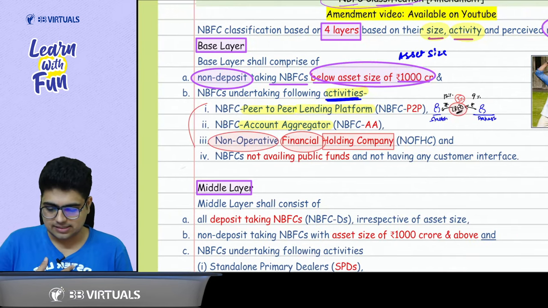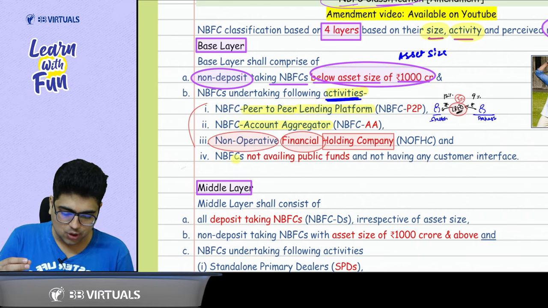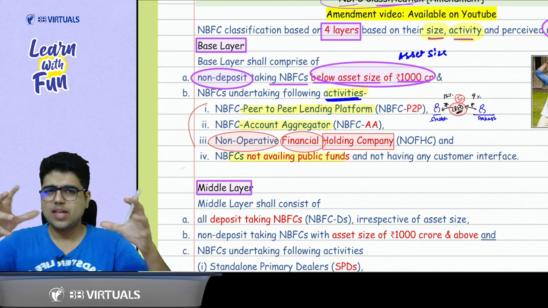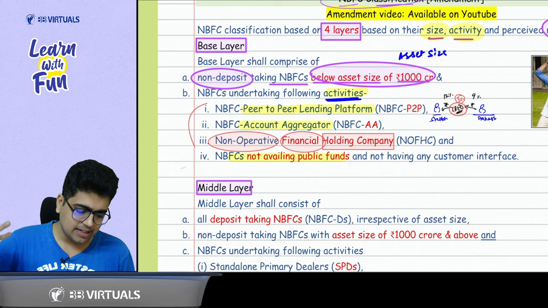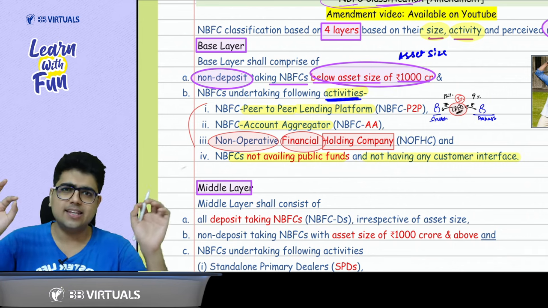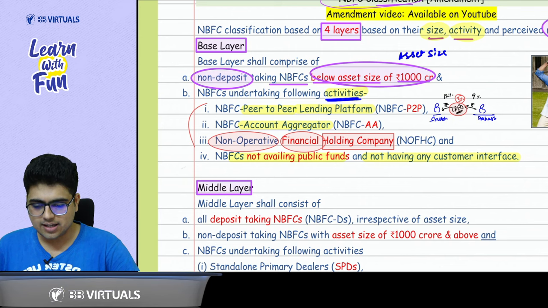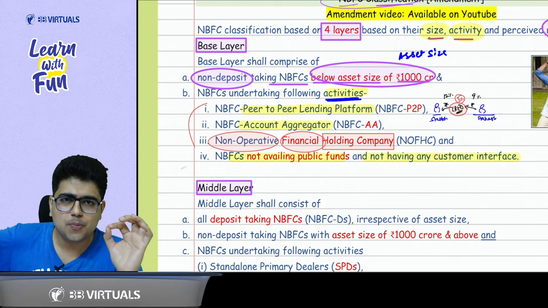And the last one is NBFCs not availing any public funds. They are not taking funds from any public and they do not have any customer interface. Again, they are also not doing anything. So these are the four NBFCs. I hope you have understood them.